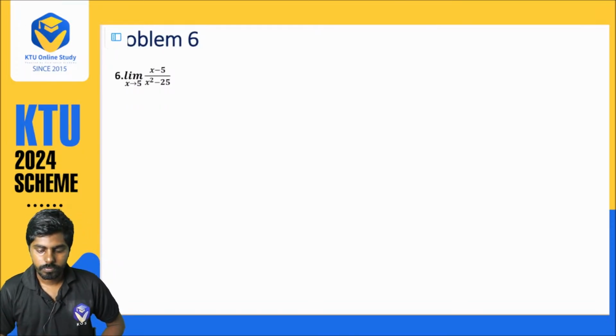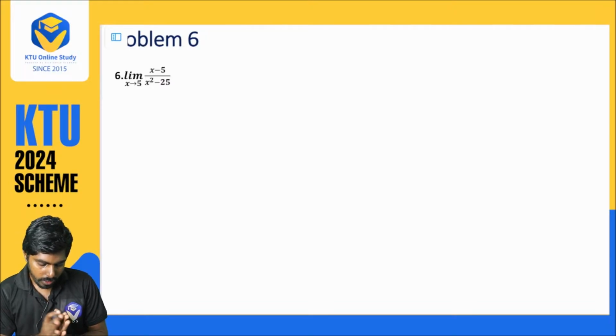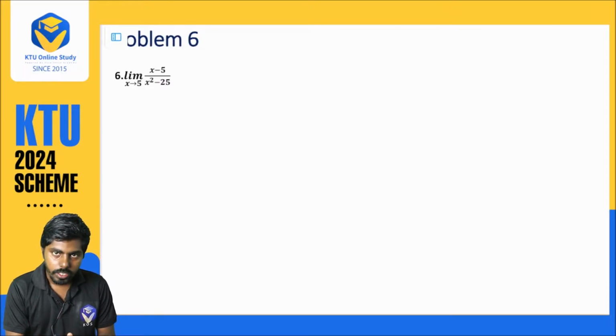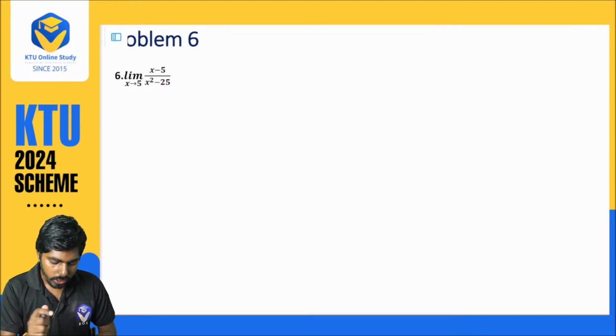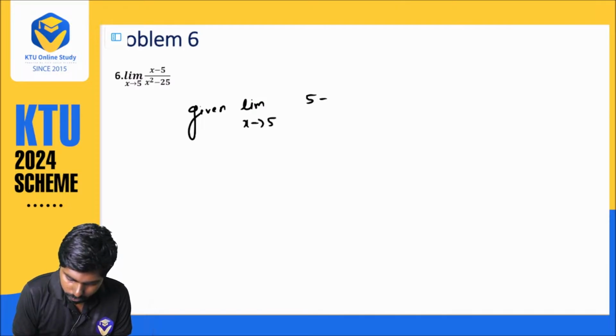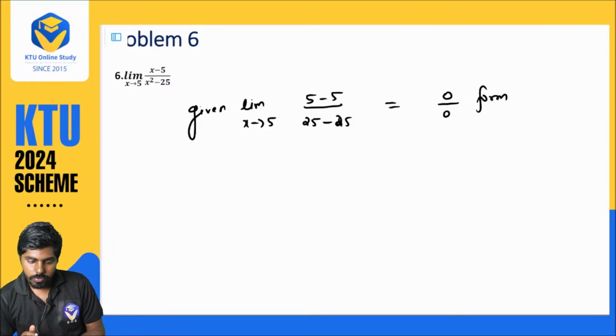Now observe problem number 6. What have they given in problem number 6? Be very careful. Here they will be asking us to prove whether the limit exists or not. So for that, what conditions can we see? Given limit x approaches 5, x minus 5 divided by x square minus 25. Substituting, we will be getting 0 divided by 0. What is x square? 5 square, that is nothing but 25 minus 25. That means we will be getting 0 by 0 form.